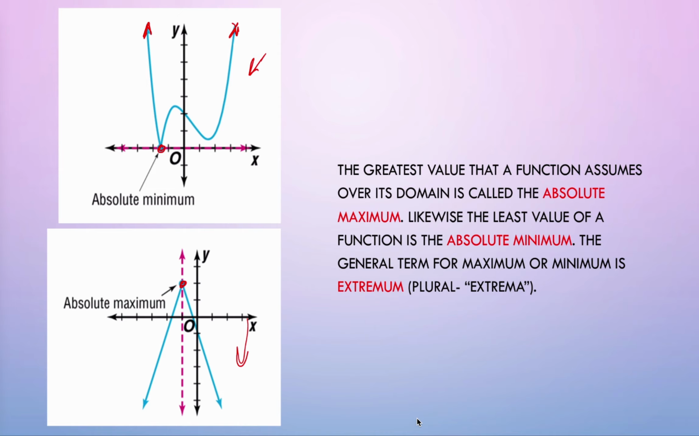If I were to restrict the domain and ask for the absolute minimum on the domain -2 to 1, then it would have an absolute minimum, but only if I restrict the domain.